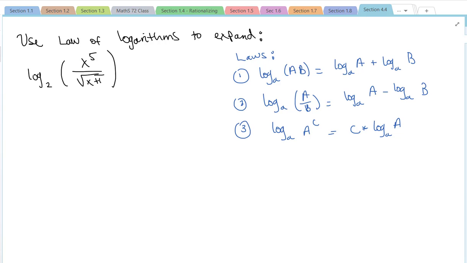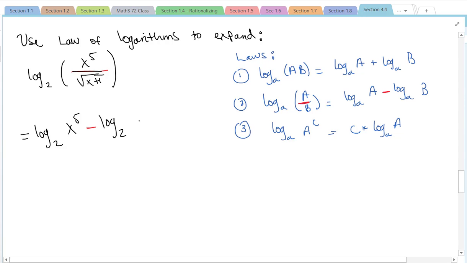The big thing that sticks out to me is the division. So the quotient one. Notice that inside the single logarithm, we have a division. So just like here, inside a single logarithm, we have a division that produces the subtraction of two different log quantities. So that means I can write this as log base 2 of the numerator, x to the fifth, minus then log base 2 of the denominator.